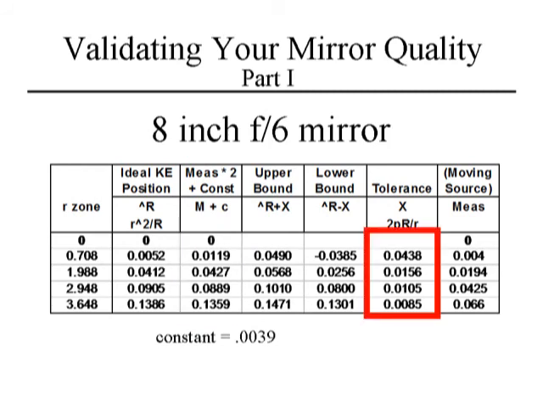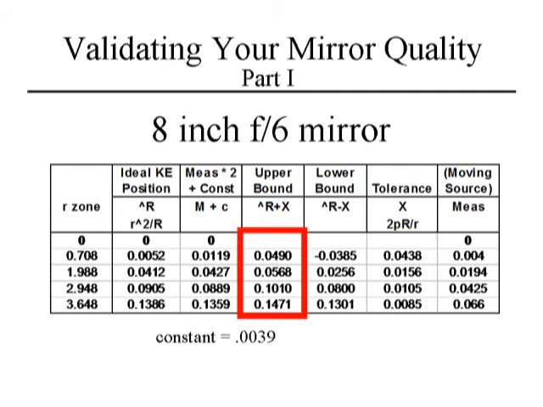I calculate over here the tolerance. This is my 2 times rho times r divided by my zone. So for each zone, it's going to be a little bit different. And then this becomes my ideal plus the tolerance and the ideal minus the tolerance. So these are my upper boundary, this is my lower boundary, this is the ideal of what I want, and this is what I got.